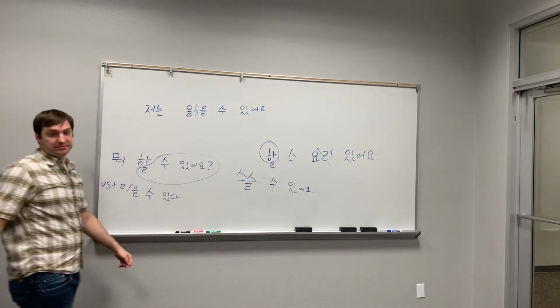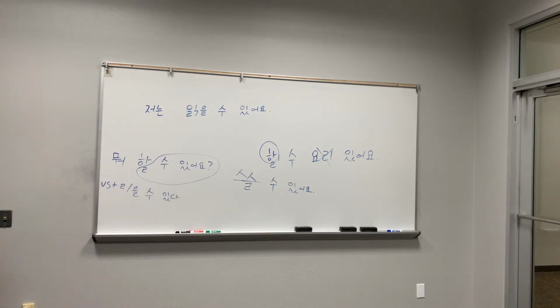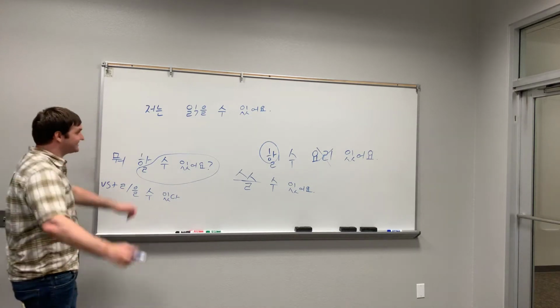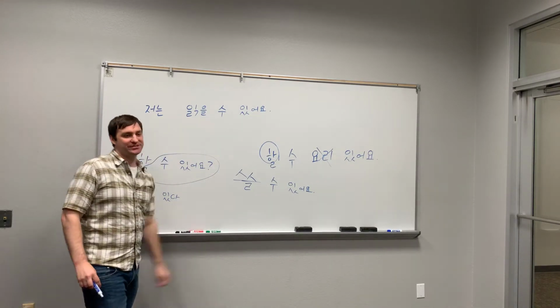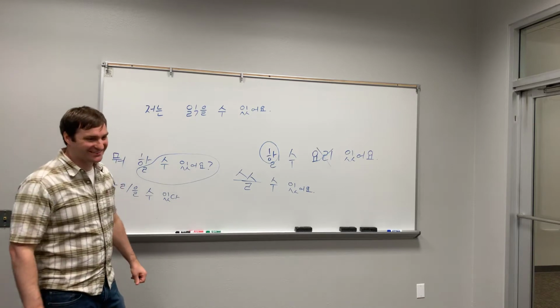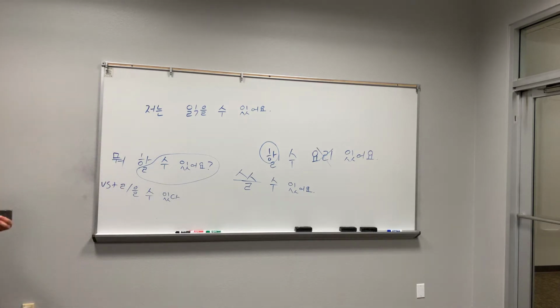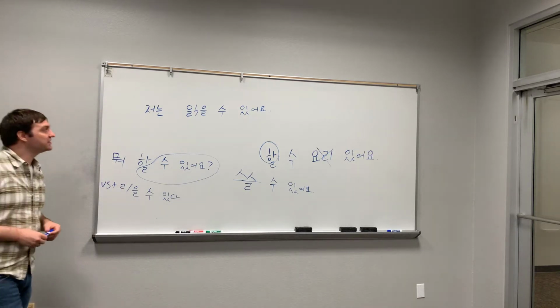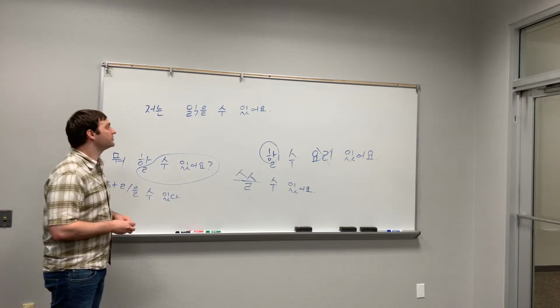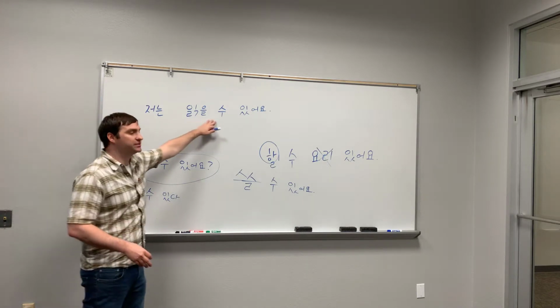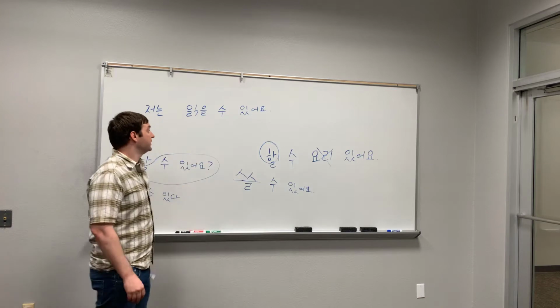Good. What does it mean? She can read. I can read. Yes. 읽을 수 있어요. That's okay. Good. Perfect. 저는 읽을 수 있어요. Great job.